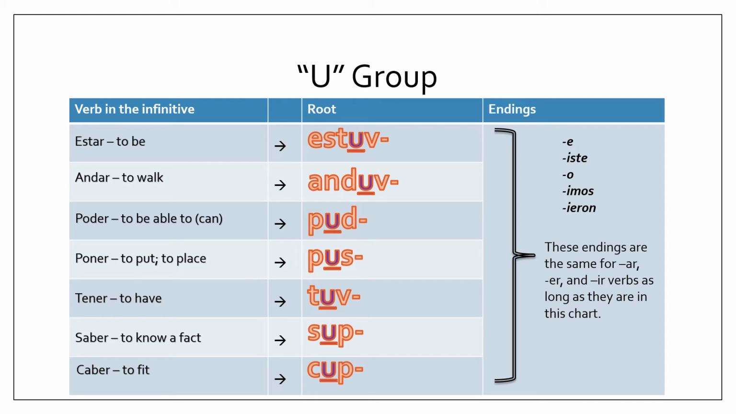So these 7 verbs are our U group, which means that in the preterite tense, you're going to add a U into the root of the word, what comes before the AR, ER, or IR. And that change is going to carry through even in the nosotros form. And if you look to the right, those are the endings that we're going to use for those verbs. And it's not going to matter whether the verb is an AR verb, an ER verb, or an IR verb. We use these endings for any verb that's in this chart. So all of our irregulars.